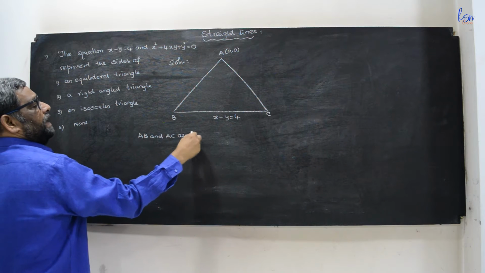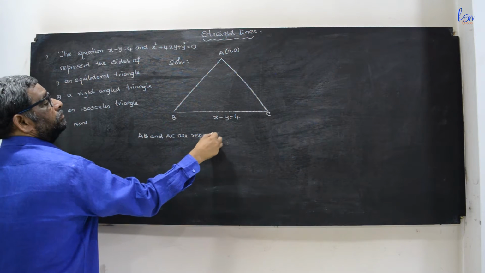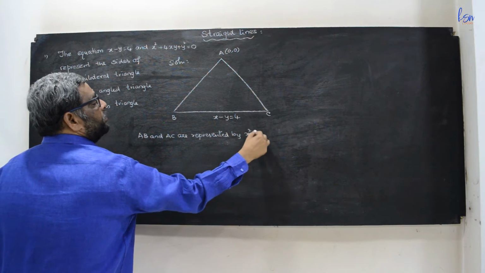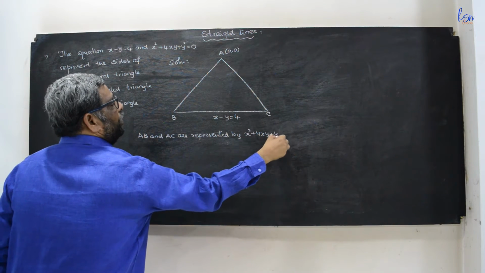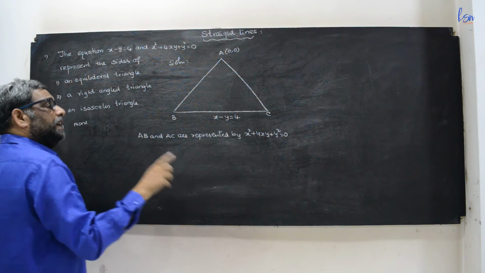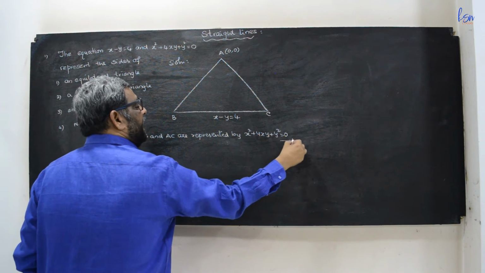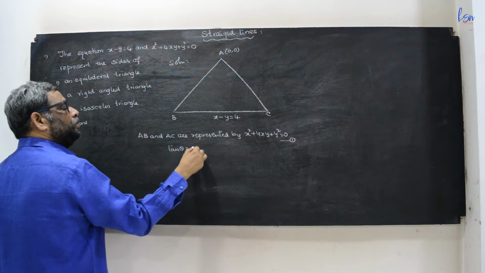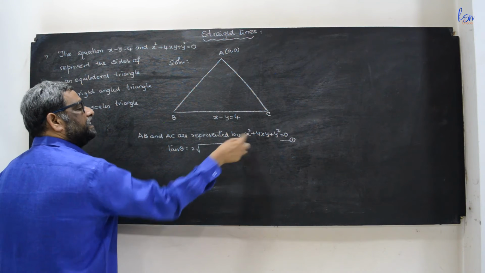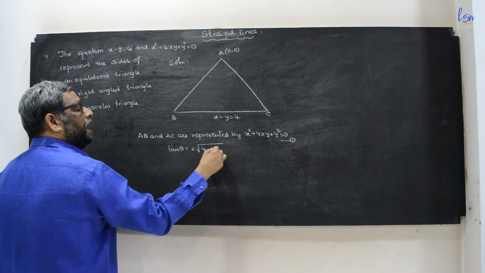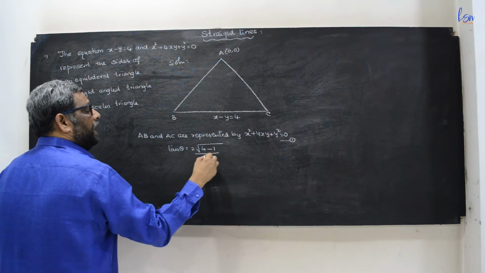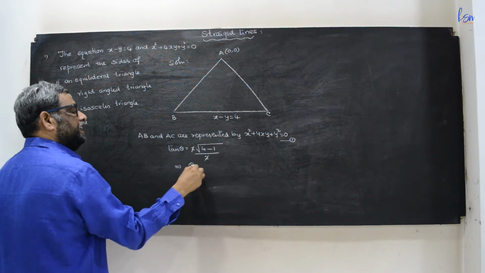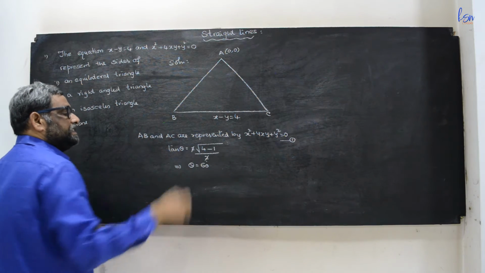are represented by x square plus 4xy plus y square equals 0. If theta is the angle between these two lines, then tan theta is equal to 2 into root of h square minus ab by a plus b. You can cancel this and then you can say tan theta equal to root 3, so theta equal to 60 degrees.